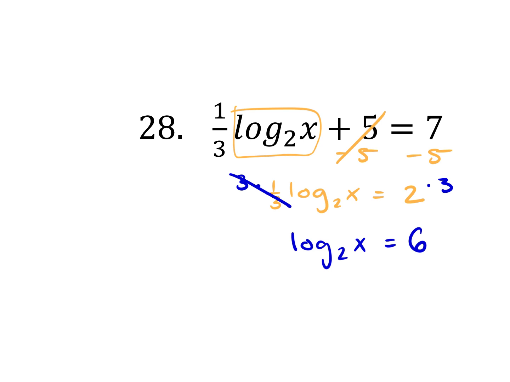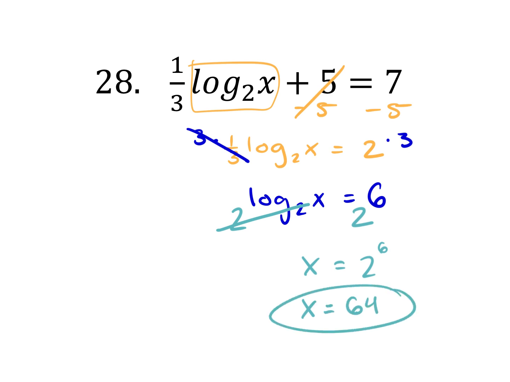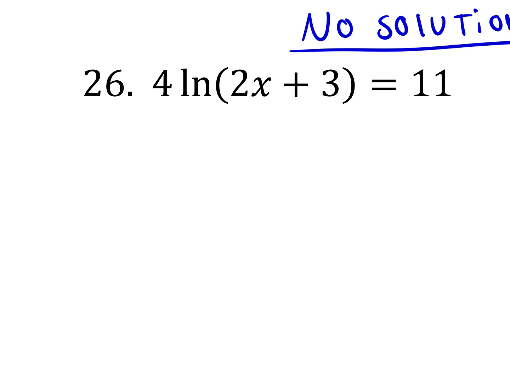What should we do next? I'm going to put it into exponential form. So I'm going to make the big base 2. 2 to the power of log base 2 will cancel. x equals 2 to the 6th power. What's 2 to the 6th power? 64.